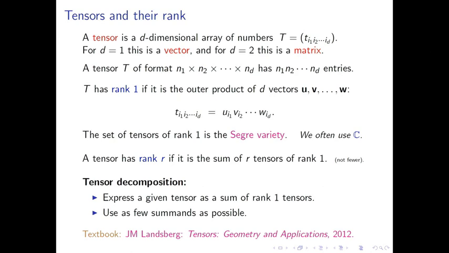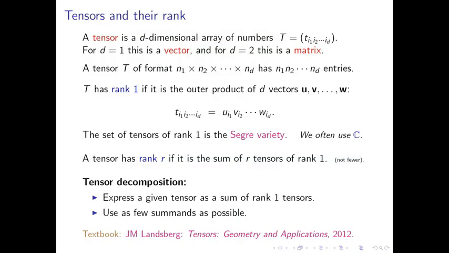And in tensor decomposition, we're interested in, given a tensor, decomposing it as a sum of rank 1 tensors using as few summands as possible. So this is a fundamental problem that comes up in many, many applications in engineering, statistics. In statistics, these things are called contingency tables. Nowadays, many large data sets come in the form of tensors rather than matrices, and tensor decomposition is a very basic question. Here's a textbook reference on the geometry of tensors. There's the book by Landsberg that I can highly recommend to the graduate students in the audience.